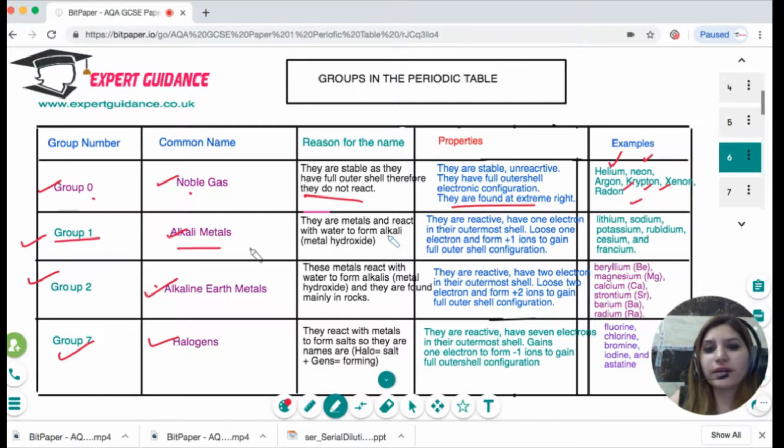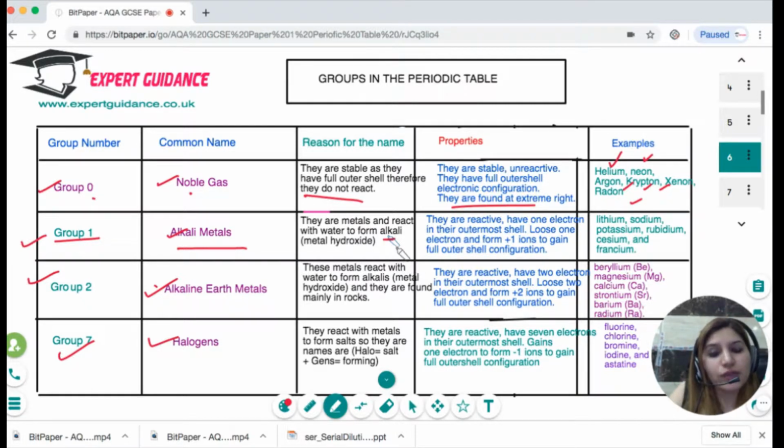Group 1 are alkali metals. We call them metals because they show all the metallic properties, and we call them alkali because they all react with water to form a metal hydroxide, which is an alkali. Now, what are alkalis? Alkalis are bases which can dissolve in water. So soluble bases are alkalis.